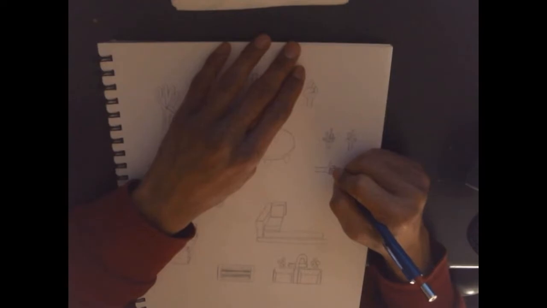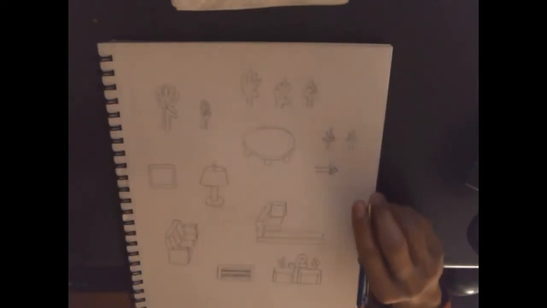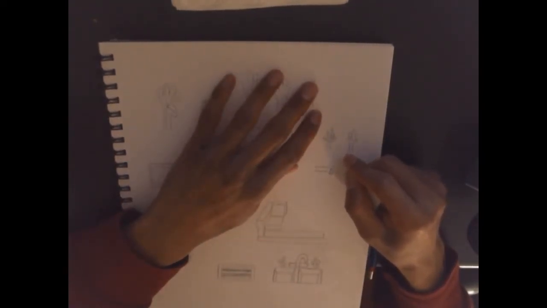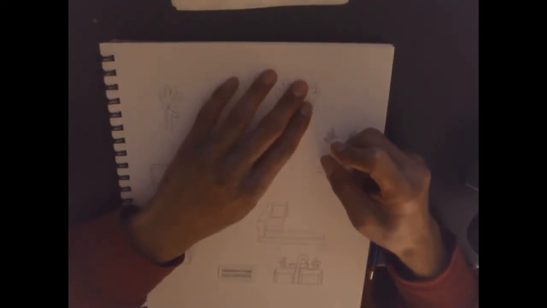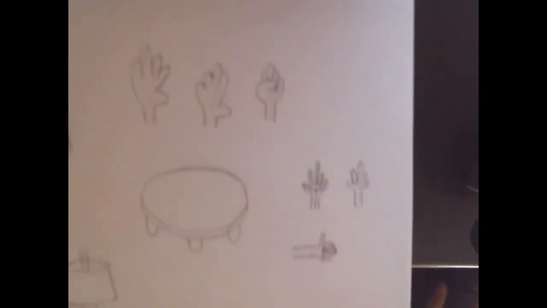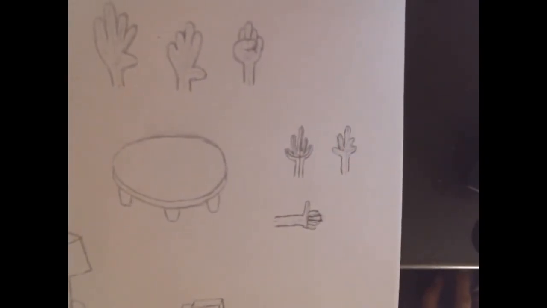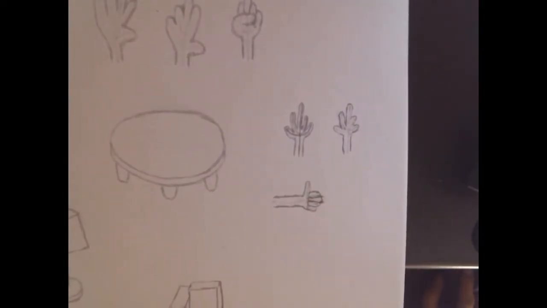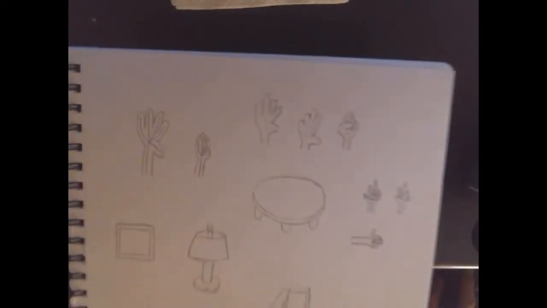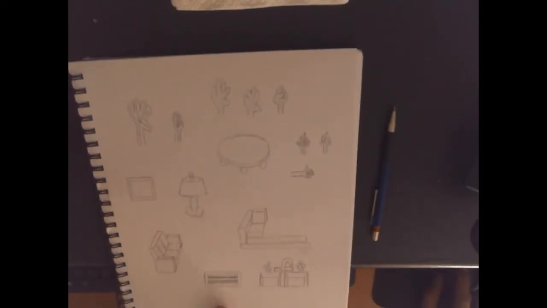And maybe shortening this one, actually. Yeah, that's better. There we go. We got a thumbs up. Minus the lines inside. And at that point, we could just add the nails if we wanted to.